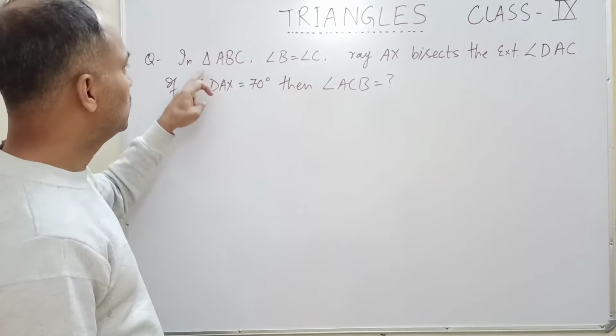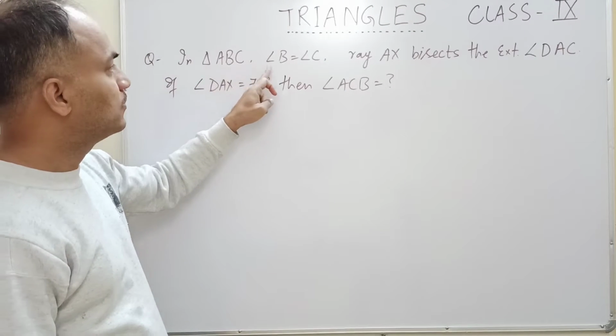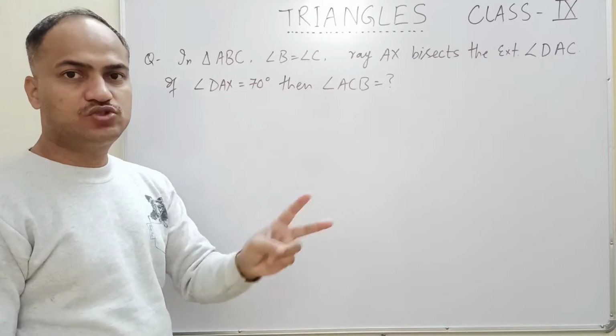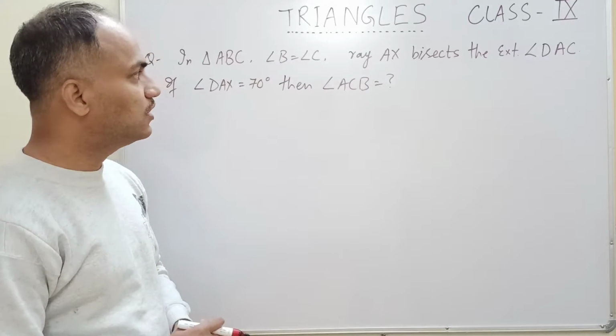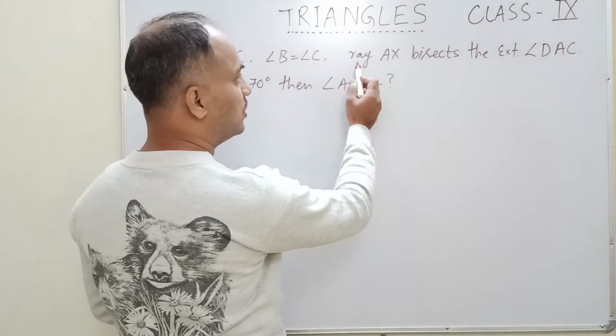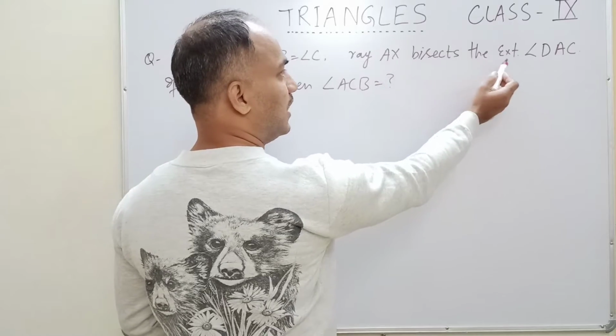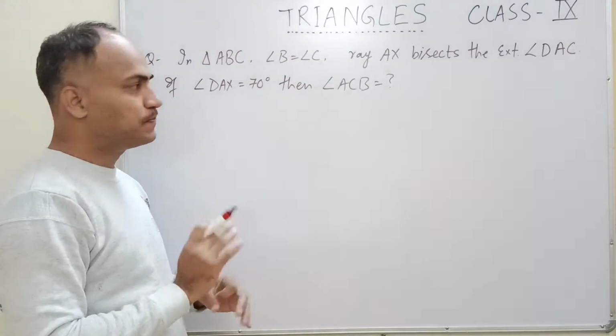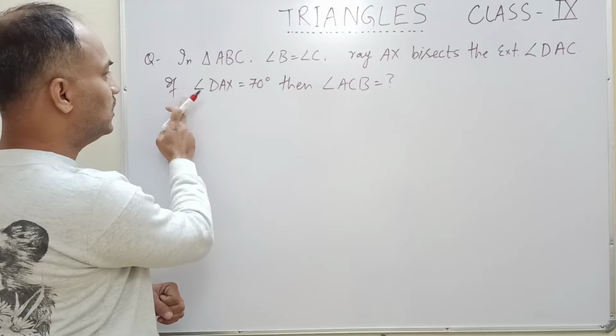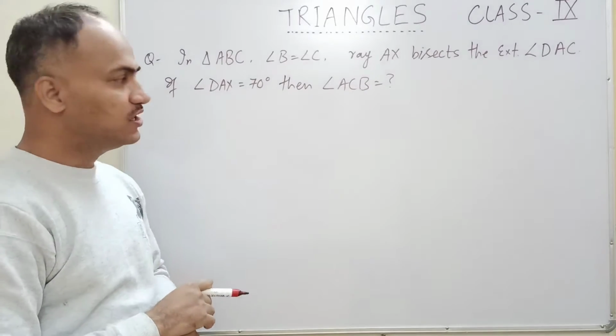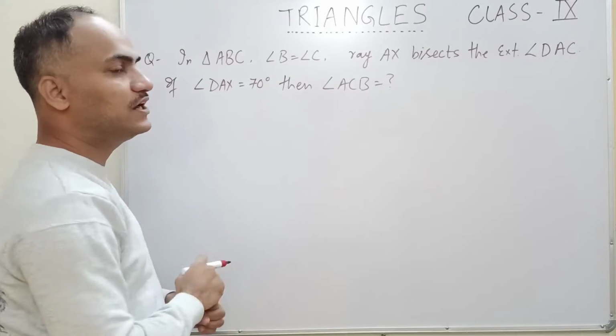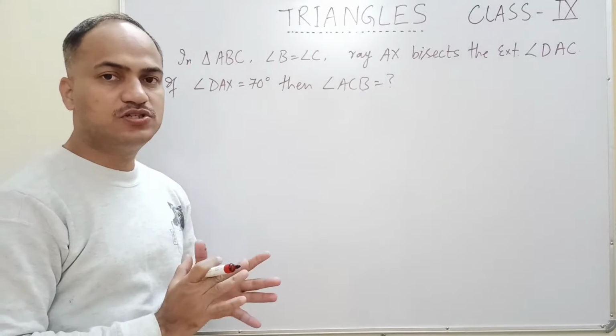In this question, we are given a triangle ABC. Angle B and angle C, these two angles are equal in this triangle, and we are given that ray AX bisects the exterior angle DAC. The angle DAX is given as 70 degrees, and we have to find the value of angle ACB. Okay, this information is given to us.